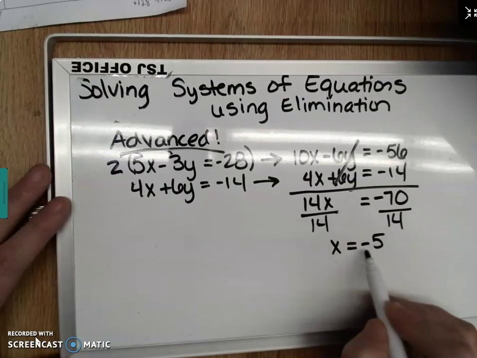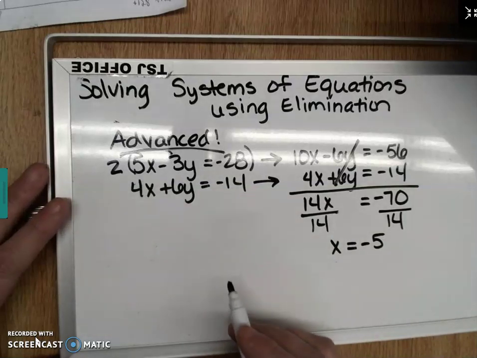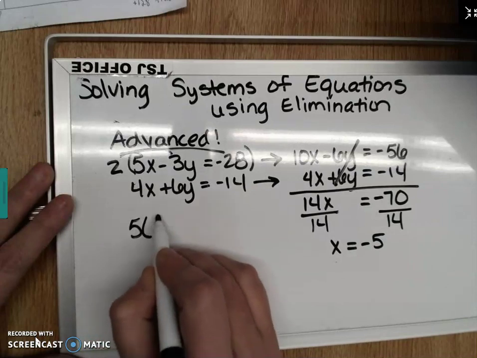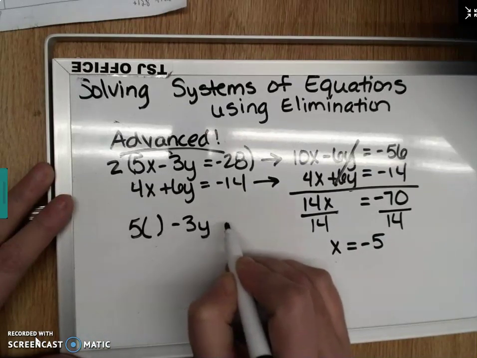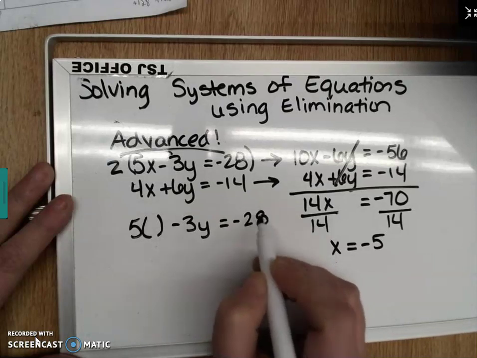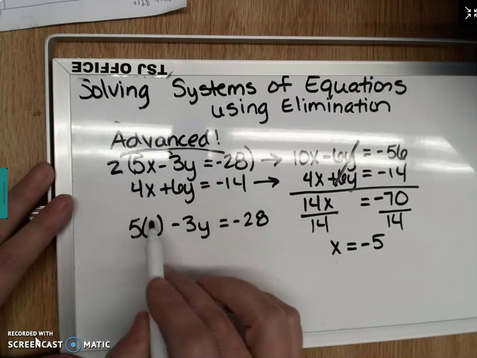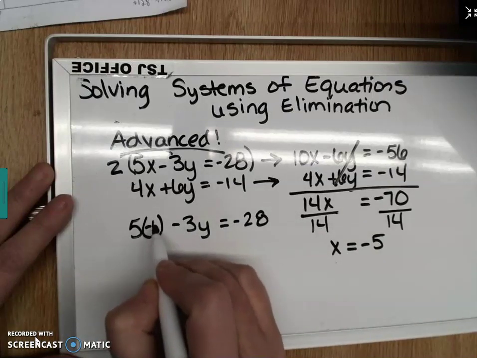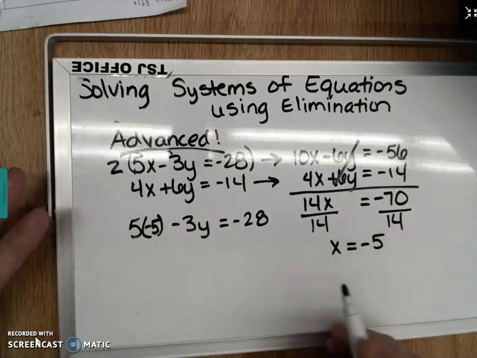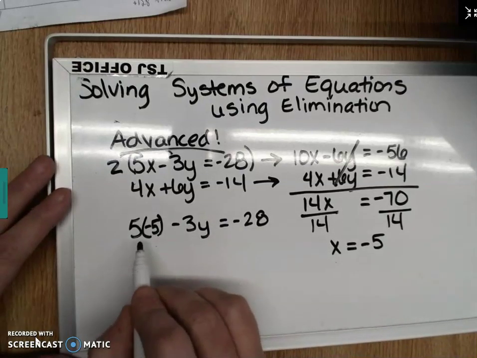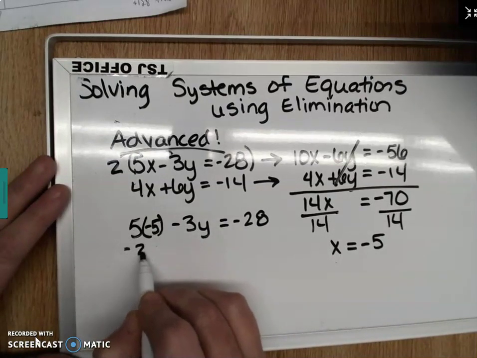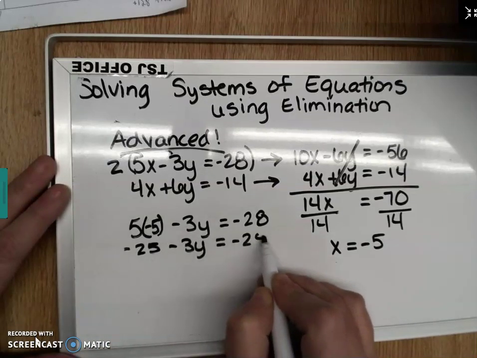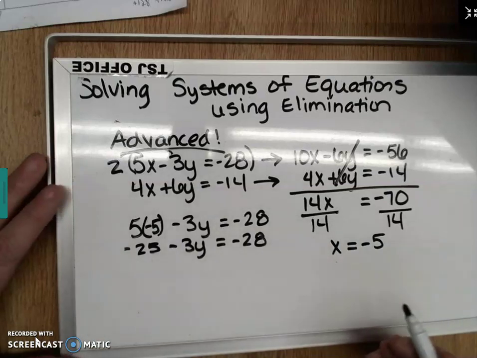Now I can take this value for x, negative 5, and plug it into the original equation and solve for the missing y variable. Again, in this equation, right here there was an x. Now I know that x is equal to negative 5. So I can substitute negative 5 in for that x and then solve for the missing y variable. 5 times negative 5 gives me negative 25. Bring down the negative 3y and the negative 28, and I now have a two-step equation which I can solve for y.